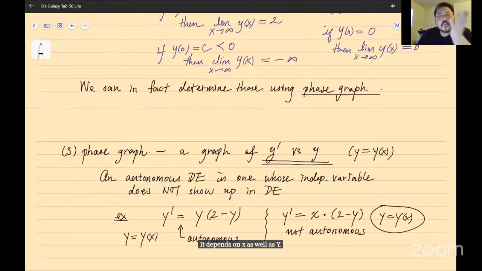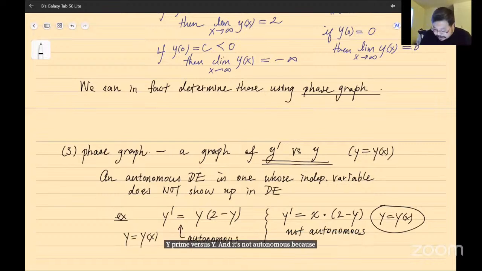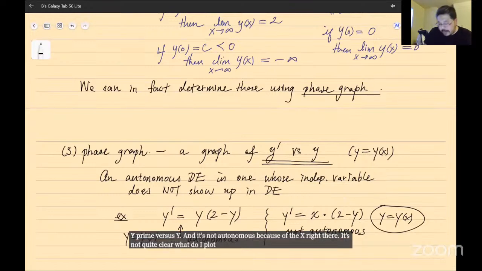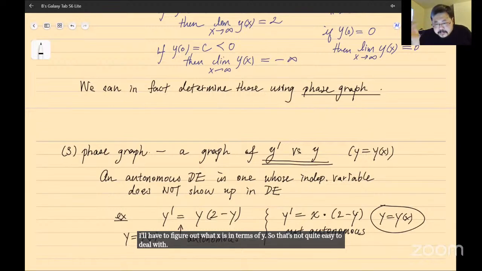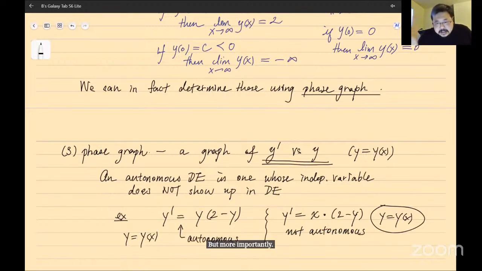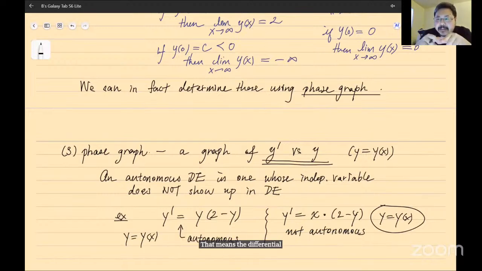Now, why is this an important concept? Because first of all, the phase graph of an autonomous differential equation is very easy to plot. I look at it, I know exactly how to plot y prime versus y. If it's not autonomous, because of the x right there, it's not quite clear what I plot as a function for y prime. I'll have to figure out what x is in terms of y. So that's not quite easy to deal with. But more importantly, typically, the independent variable is time. So if you have a system that is autonomous, that means the differential equation is independent of time in the sense that it doesn't matter where this differential equation starts.